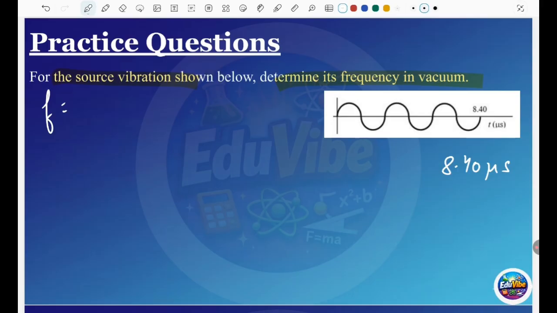We have to find T because we know f is equal to 1 upon T. There is no other way to find this because we don't have the wavelength, so we can't use c is equal to frequency times wavelength. We just have that formula, and in the formula T is the period, which is the time for one cycle. So we have to find how many times that vibration occurs.